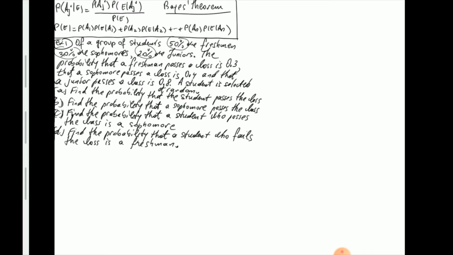And then we have that the probability that a freshman passes a class is 0.3, that a sophomore passes a certain class is 0.4, and that a junior passes a class is 0.8. So let's pause for a moment. It's extremely important to understand that what you are given here are conditional probabilities. They don't say in the problem that a randomly selected student passes or fails the class. It tells you that a certain category of students passes the class.